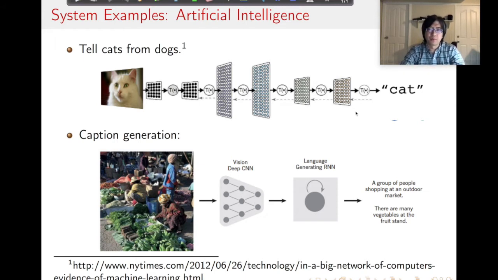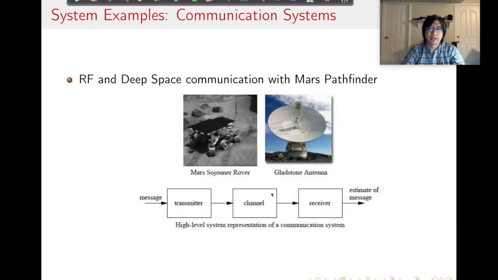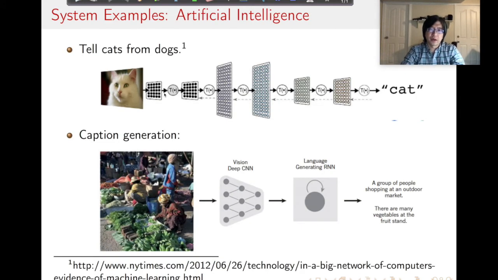In the previous example, although we can design the transmitter and the receiver, the channel is something that we cannot control. It's somehow given by nature. But here it is possible that we can design the system. We have an input message, and then we have a system to manipulate the input message, and then we have an output message to say whether it's a cat or a dog. Therefore, you can see the machine learning system is also one example of signals and systems.